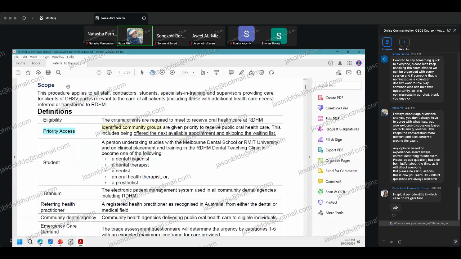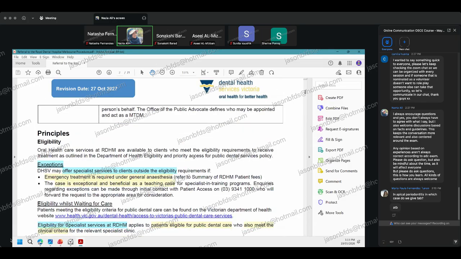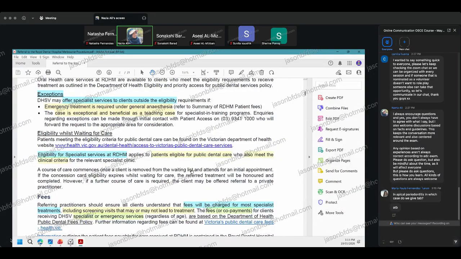I would recommend this should be on the portal. It's called Referral to the Royal Dental Hospital, Melbourne. It's a very extensive 21 page, but beautiful article. It explains beautifully about the pathways. It says eligibility for special services applies to patients eligible for public dental care who also meet the clinical criteria.